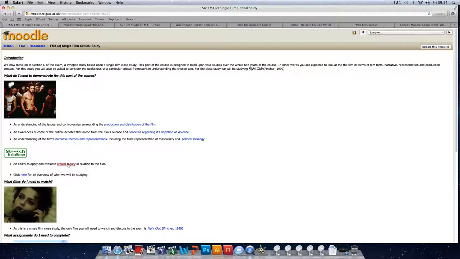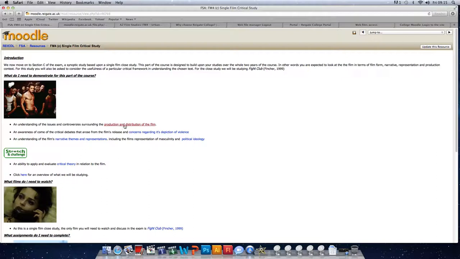However, because the film Fight Club is quite accessible, quite interesting and thought-provoking, students tend to do quite well in this part of the paper, and certainly that has been reflected in the mocks that I've seen so far this year. Okay, so what you need to know: production and distribution of the film, some of the problems there, useful background.